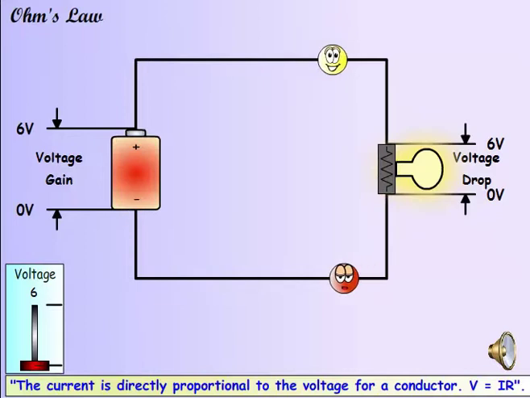Ohm's law states that the current is directly proportional to the voltage. The resistance of the bulb does not change here. Notice that by increasing the voltage to 12, the current doubles and the bulb burns brighter.